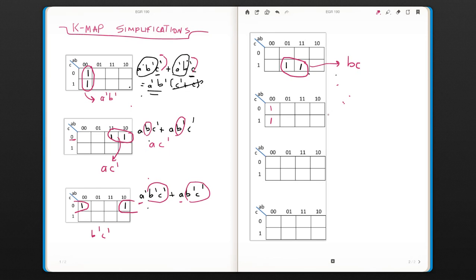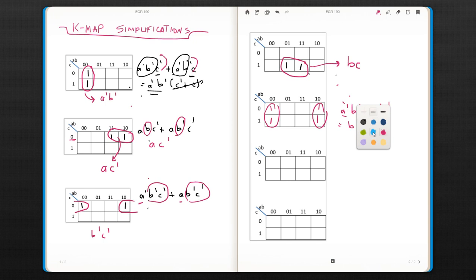How about we have four ones on the table? Yes, we can circle these, and that would give us two terms, like A and B are not changing, so it's going to be A' B' or A B'. But as you see, this can be simplified because we have A' and A. So this is actually going to be simply B'.